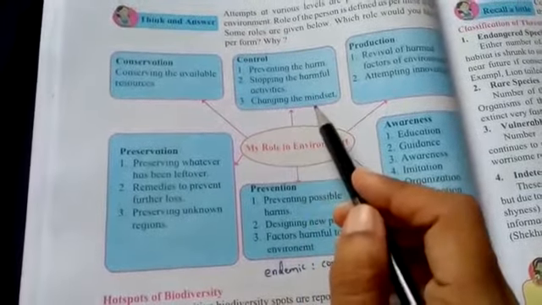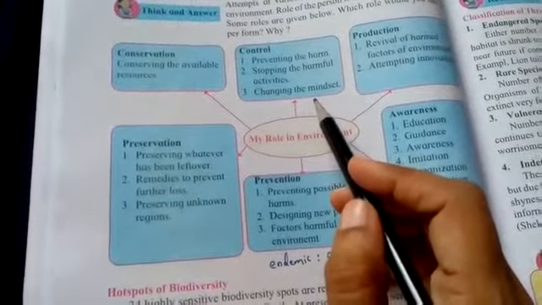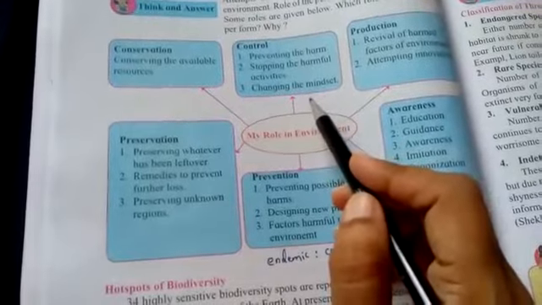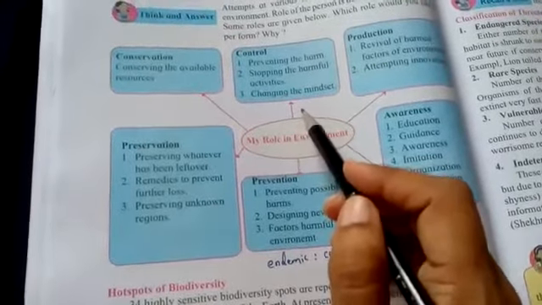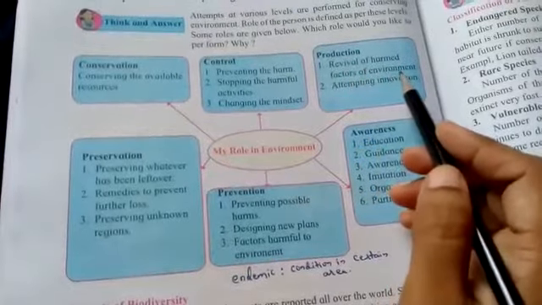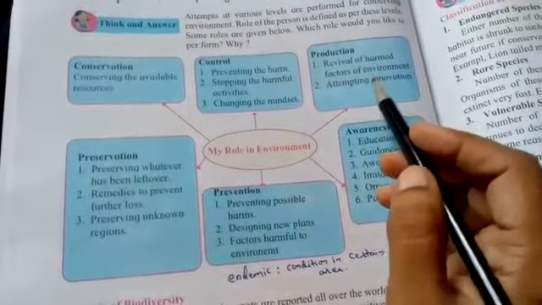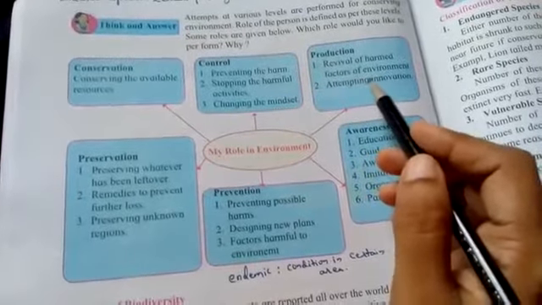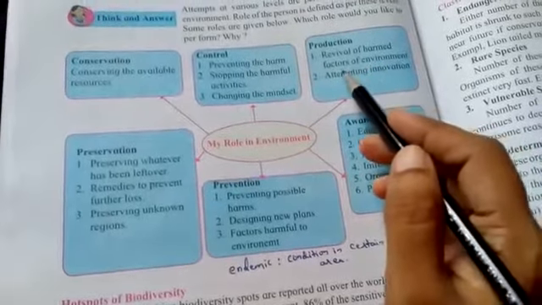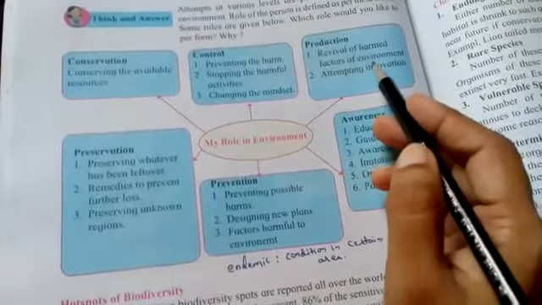Then we have to change the mindset. We have to look towards the environment with a positive attitude, and we have to take into mind that if we are harming the environment, we are indirectly harming ourselves. Then production, revival of harmed factors of environment. Revival of harmed factors, that means we have to bring about improvement in whatever things we have once harmed. So if we bring about improvement in such things, surely we can protect our environment.